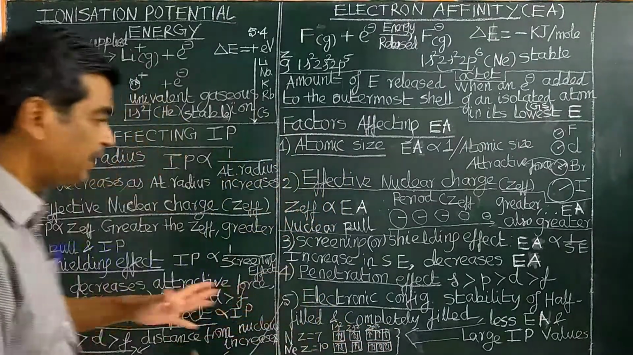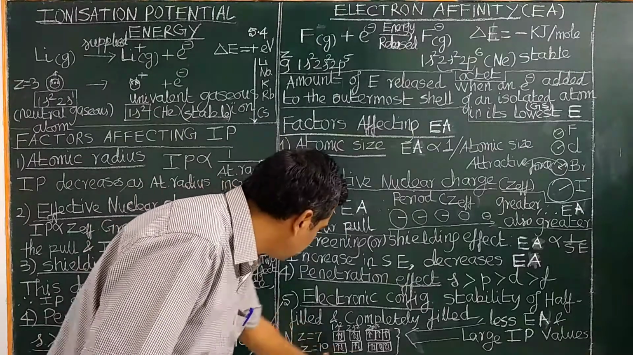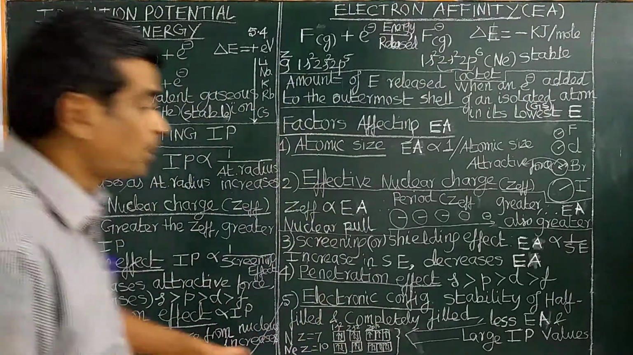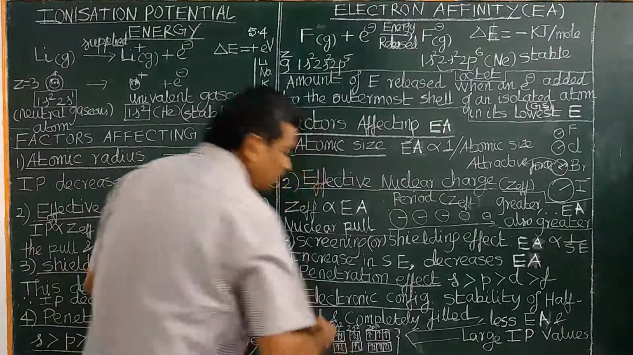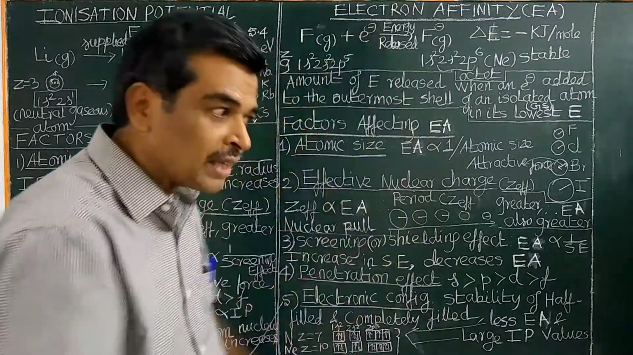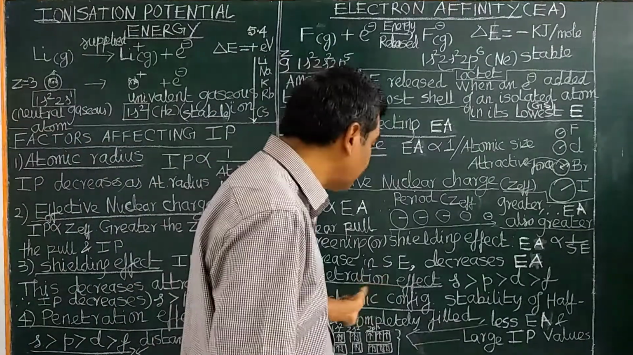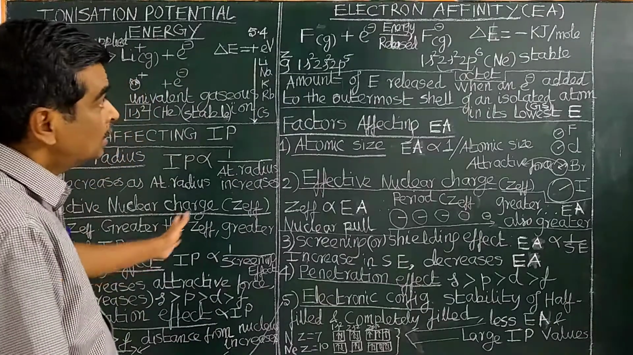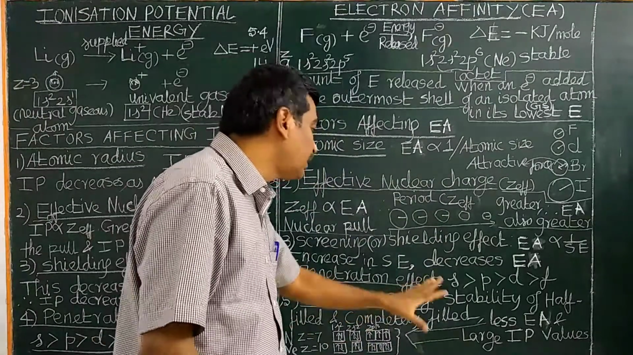Whereas neon has completely filled shell and subshell orbitals, for example 1s2 2s2 2p6. It is completely filled. Therefore, ionization potential will be high, and electron affinity is zero because there is no tendency to accept an electron. Therefore, the electron affinity values for inert gases are zero because they have completely filled orbitals, completely filled shells. So the ionization potential and electron affinity also depend on electronic configuration.